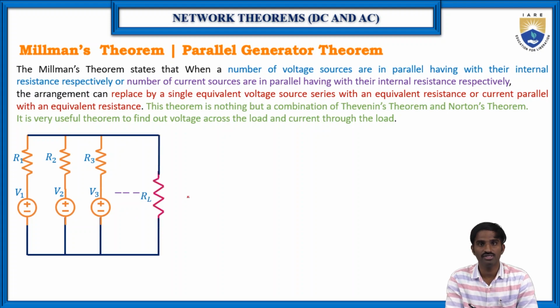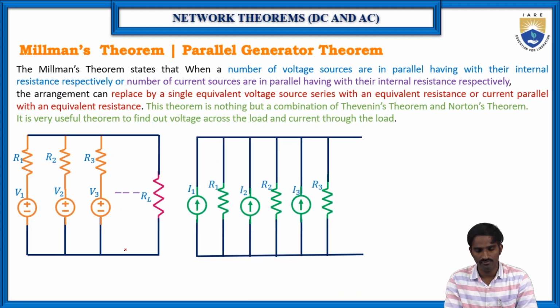Then, according to Millman's theorem, let us consider RL is the load resistance. Suppose you want to find the current flowing through this load resistance by using Millman's theorem. Similarly, if you have current sources which are connected in parallel, as we know, the internal resistance of the current source is connected in parallel with that particular source. So here R1 is the internal resistance of the current source I1, and R2 is the internal resistance of the current source I2, and R3 is the internal resistance of the current source I3. Then here also let us consider RL is the load resistance, and we want to find the current flowing through RL.